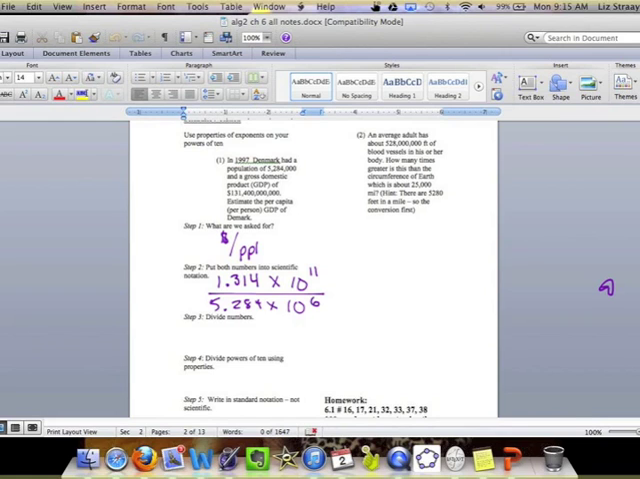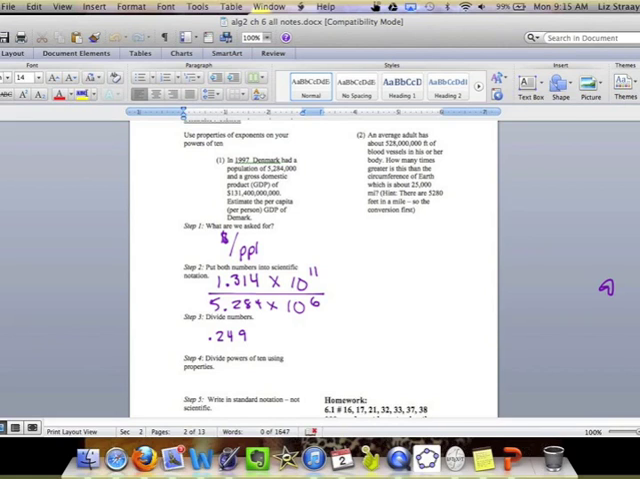Step 3 says divide the numbers, and by that I mean just the non-10 numbers. So I would grab a calculator and just divide those numbers that are in the front of the problem there. 1.314 divided by 5.284. And I get a not so nice number, but we'll just round that off to a couple places. Let's say it's 0.249.